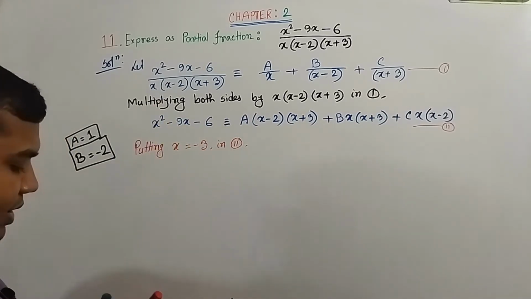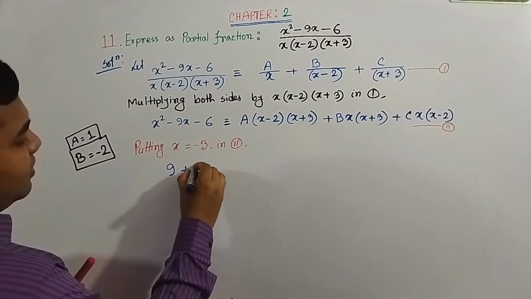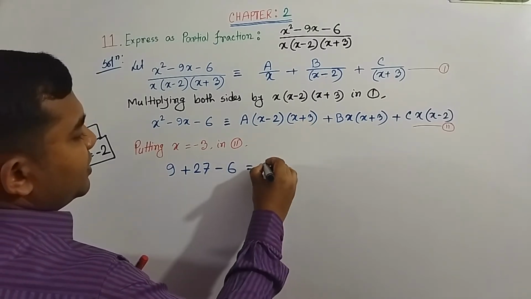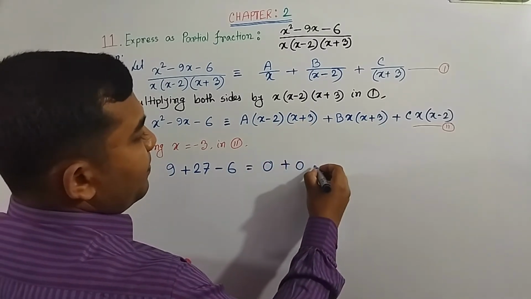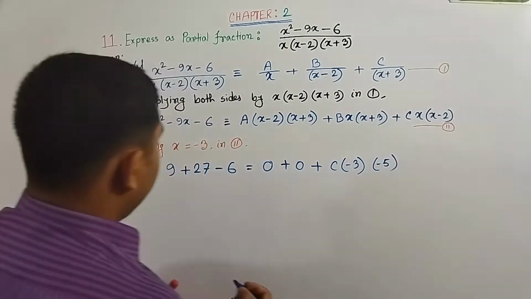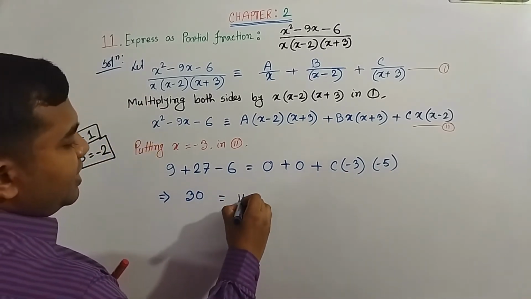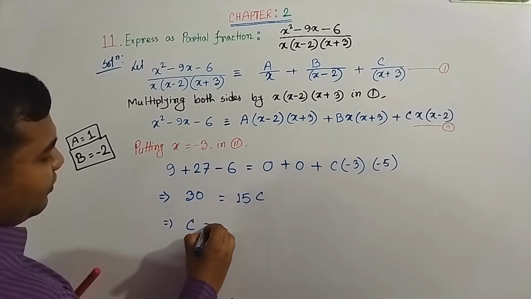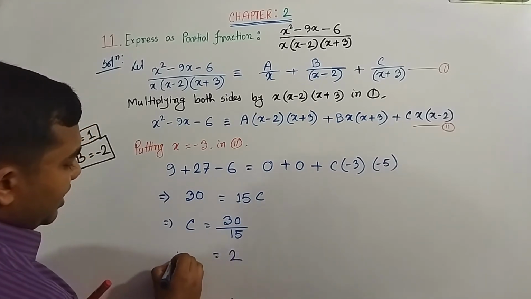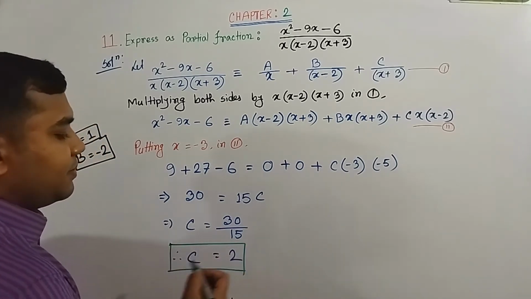So minus 3 squared is definitely 9. So 3 into 9, 27, minus 6, is equal to, here is minus 3 into 3, so it should be 0, and here we get c into minus 3 into minus 2 minus 3, that is minus 5, and here we have seen that it is 30, and here we get 15c. So we get the value for c is 30 divided by 15, that is nothing but 2. So what we have found here, dear students, is the value for c is 2.